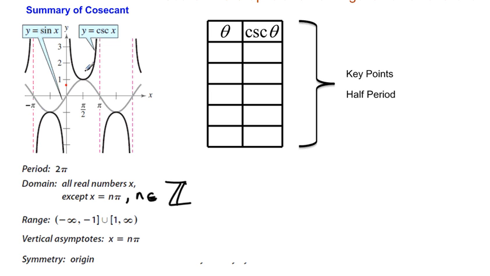And the range, again, this thing goes down forever, so it's from negative infinity to negative 1, stops at negative 1, but then there's nothing from negative 1 to 1, and then it comes back up, so that's our range. And notice that the domain and the vertical asymptotes are going to be the same. Vertical asymptotes at the zeros of sine, and this thing is symmetric at the origin. Okay, meaning that if whatever this point is right here, then it's just going to be the opposite of the x and the y over here.